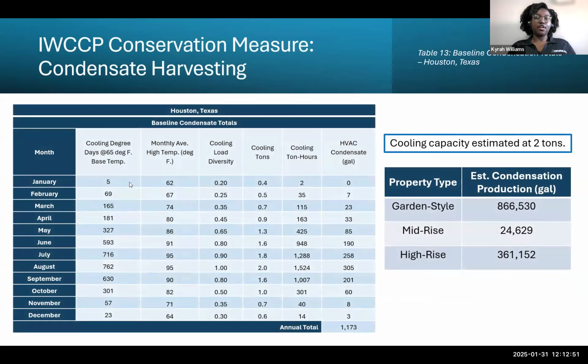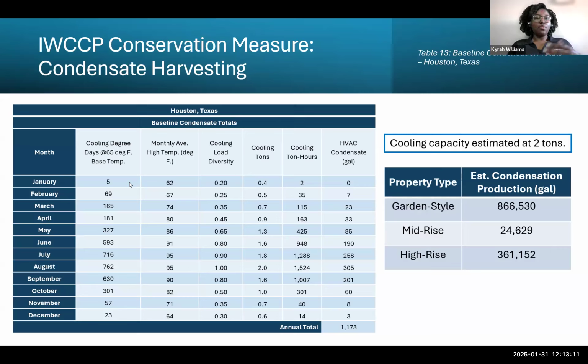So, condensate harvesting. Not many people understand that the water that is actually created from the coils of an AC unit can actually be reused. The water is typically dispersed into the ground. However, that water can be harvested for other uses.